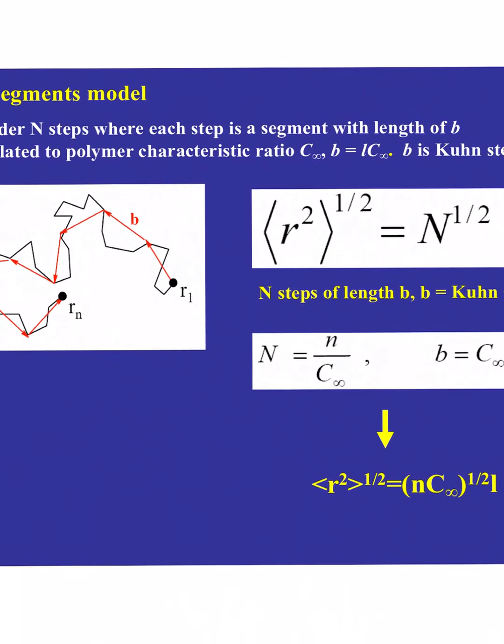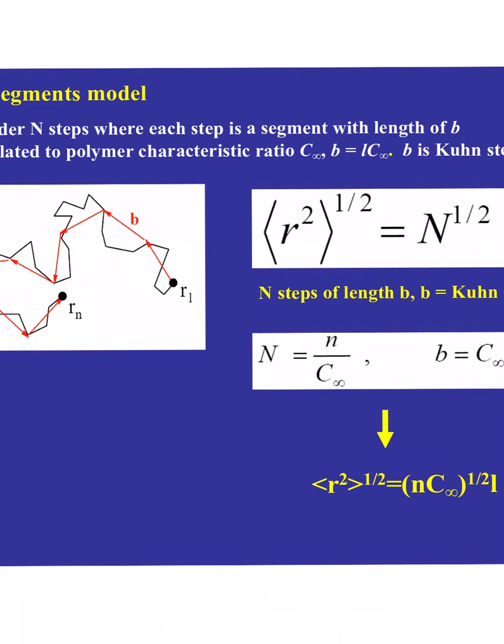And then another approach to considering this end-to-end distance is called the Kuhn segments model, which should be kind of familiar because it's kind of like Burgers vectors, in that it takes these different distances and accommodates them in one simplifying step.